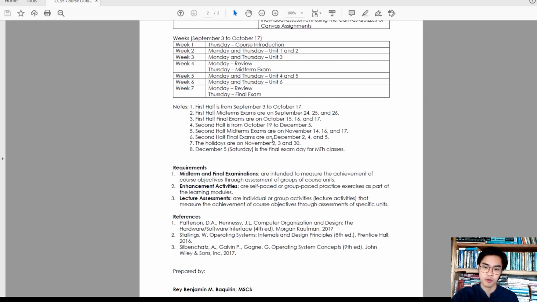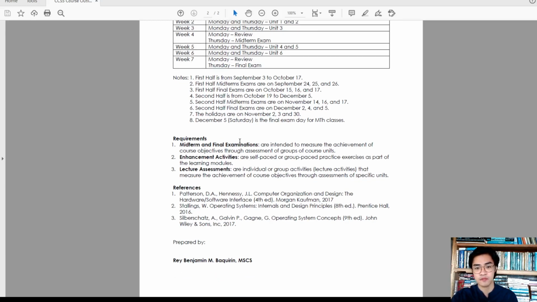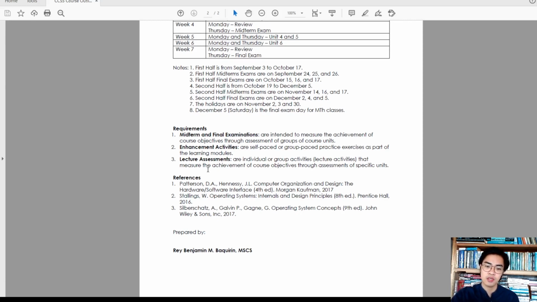Take note of the important notes here and the dates, so you won't be confused as to when the examinations are and all of that, right? So your requirements are just midterm and final exams, enhancement activities, which I will usually give right after every lecture, and then of course assessments, which are going to be done every Thursday. And then for references for the course, you can have these 3, but of course you can have as many references as you can, as long as it's relevant to the topic.